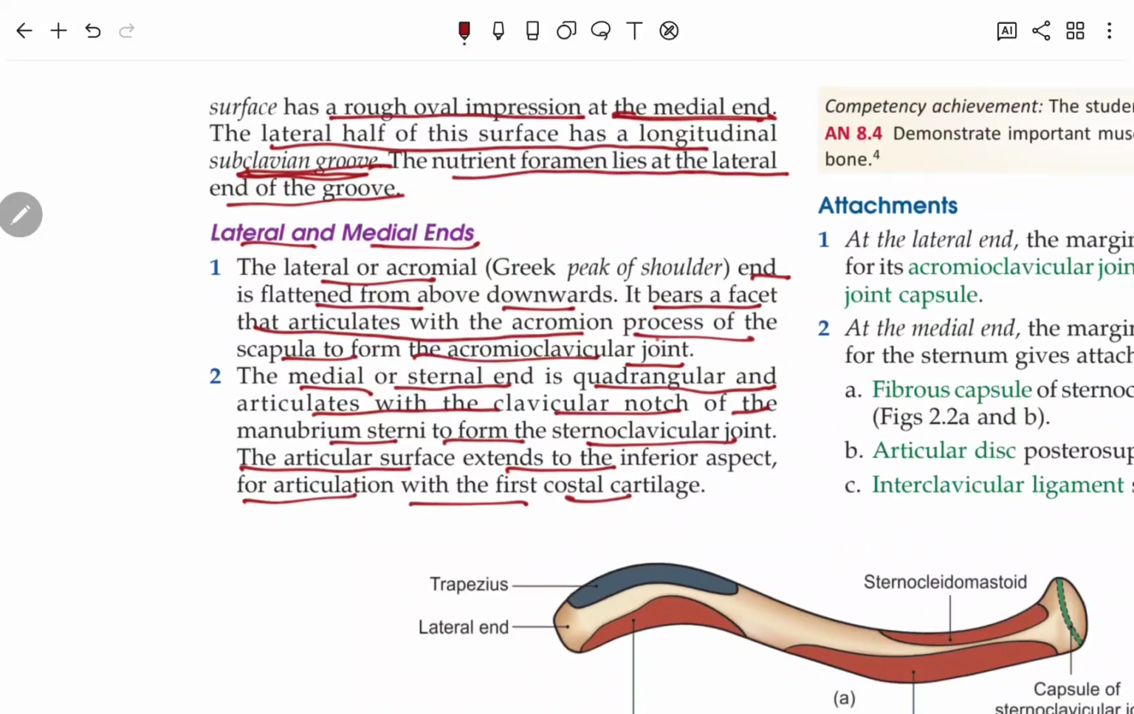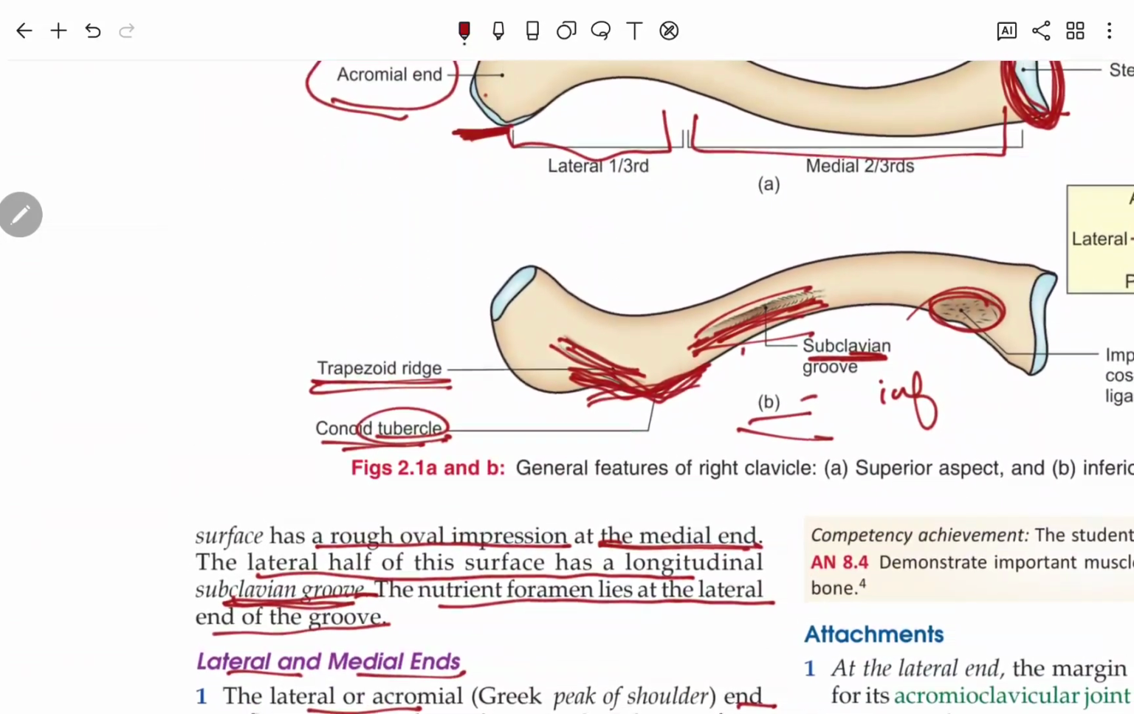So this is all I explained just now in figure 2.1a and b. So this is how you're going to hold the clavicle. You need to hold the medial part on the medial aspect, the lateral part on the lateral aspect should come, and you need to hold the bone on the same hand as the side the bone is. Like if it's the right side of the clavicle, you need to hold the bone in the right hand.